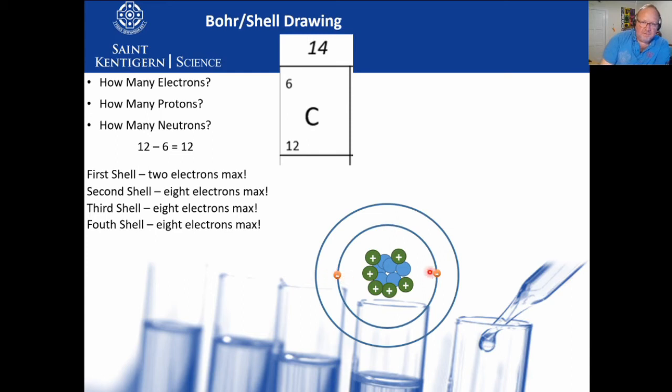Now how many are left? 1, 2, and we need to go up to 6. So there are 4 left, and they will all fit into the next mommy bus, which can take 8. So 1, 2, 3, 4. There we go, there's your drawing. 1, 2, 3, 4 in the outer shell, and 1, 2 in the first. The outer shell is called the valence shell, and your first shell can only take 2. And that is how we draw carbon with the Bohr shell drawing.